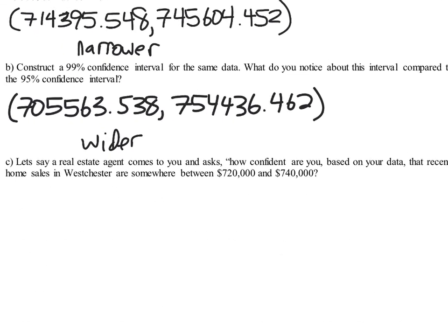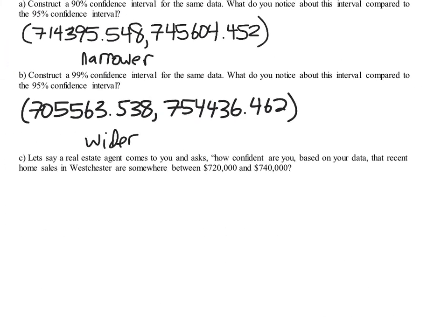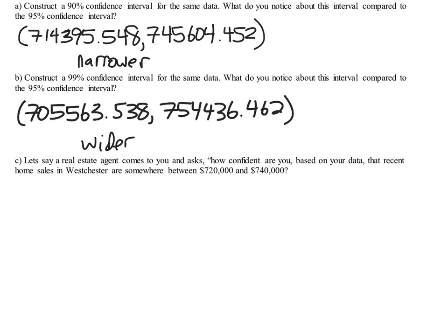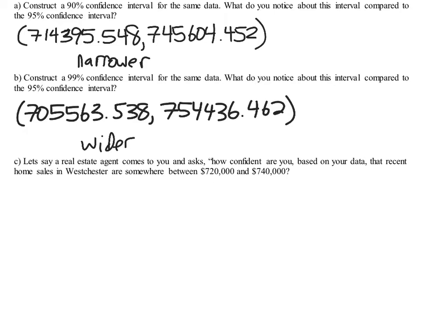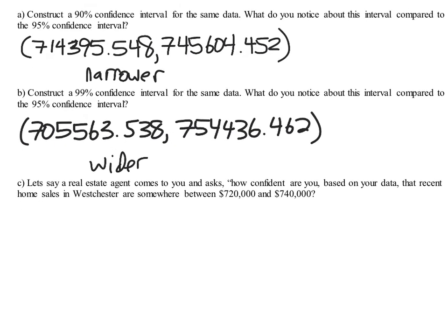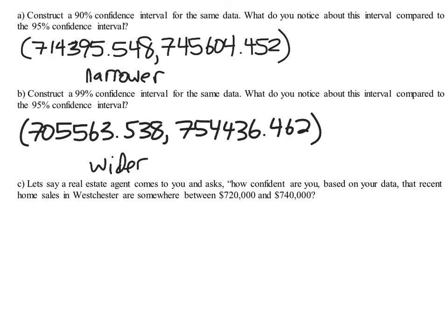All right. So then the big question, and this is where we kind of sum it all up and derive the whole meaning from all of this. Let's say a real estate agent comes to you and asks, how confident are you based on your data that recent home sales in Westchester are somewhere between 720,000 and 740,000? What are you going to say there? I'm uncertain because based on the intervals that I took, all of them encompass that range, but they also have numbers that are outside that range, either lower or higher. Right, so we would say uncertain.